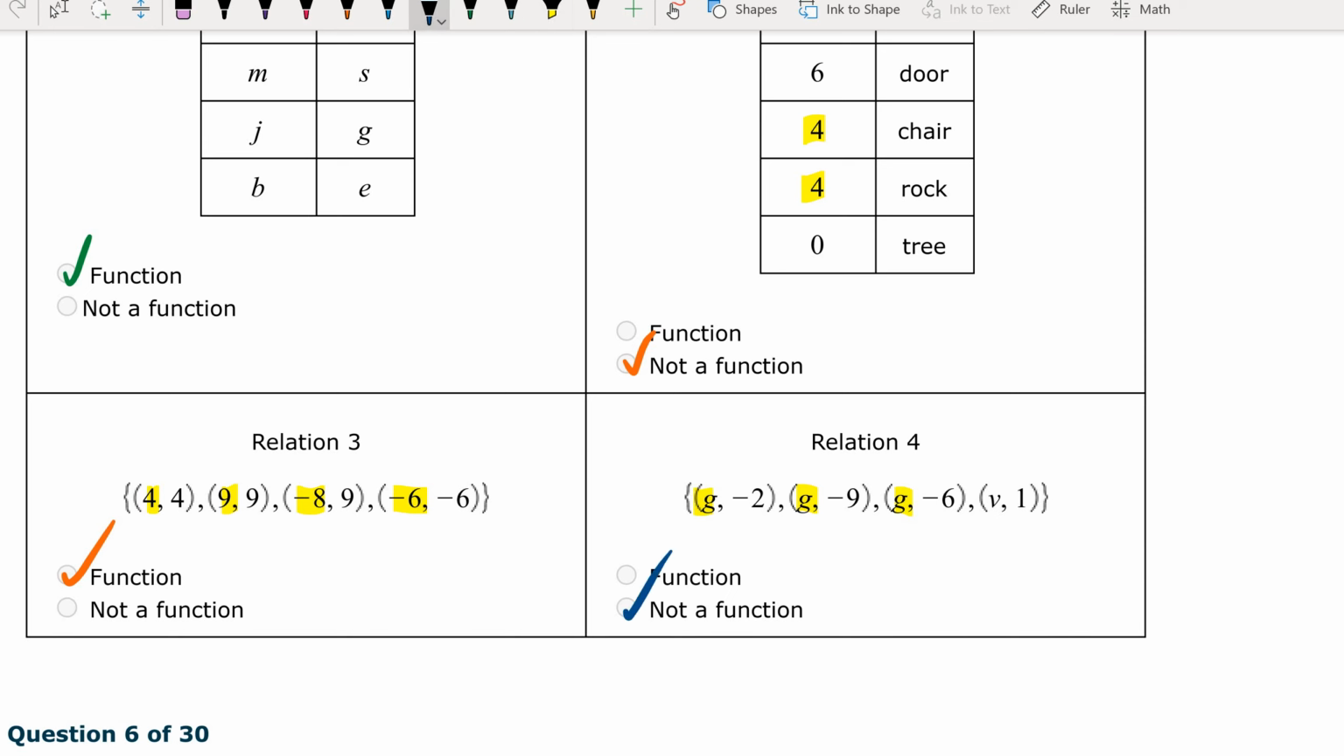That's it. Function is the easiest one. If x is repeated, it's not a function. We don't really care much about y.